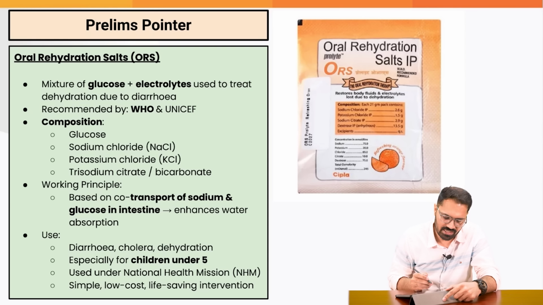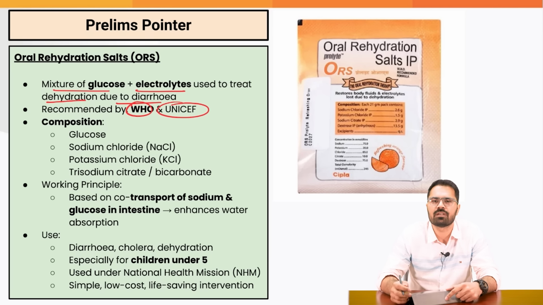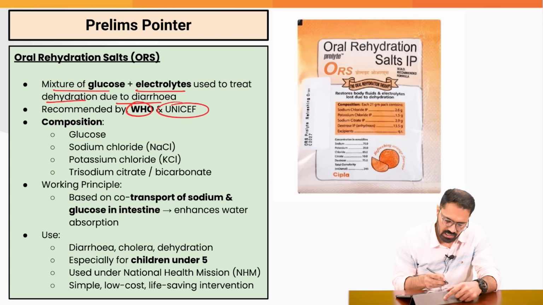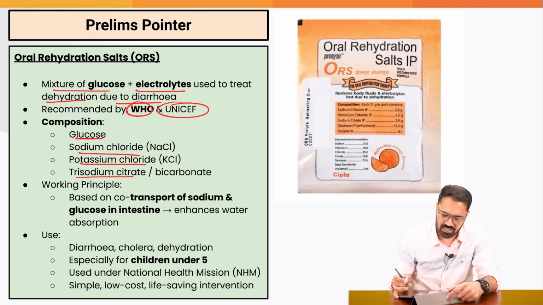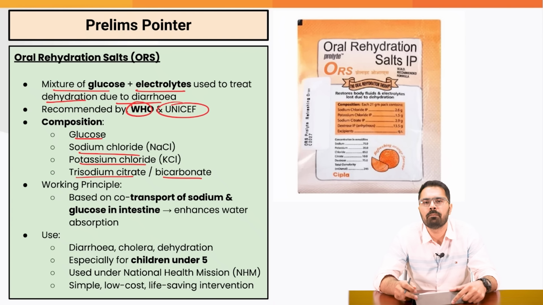Now what are oral rehydration salts? This is a mixture of glucose and electrolytes used to treat dehydration due to diarrhea. It is recommended by WHO and UNICEF for children also. It is safe. Its composition includes glucose, sodium chloride, potassium chloride, trisodium citrate, and bicarbonate. These are the main constituents.